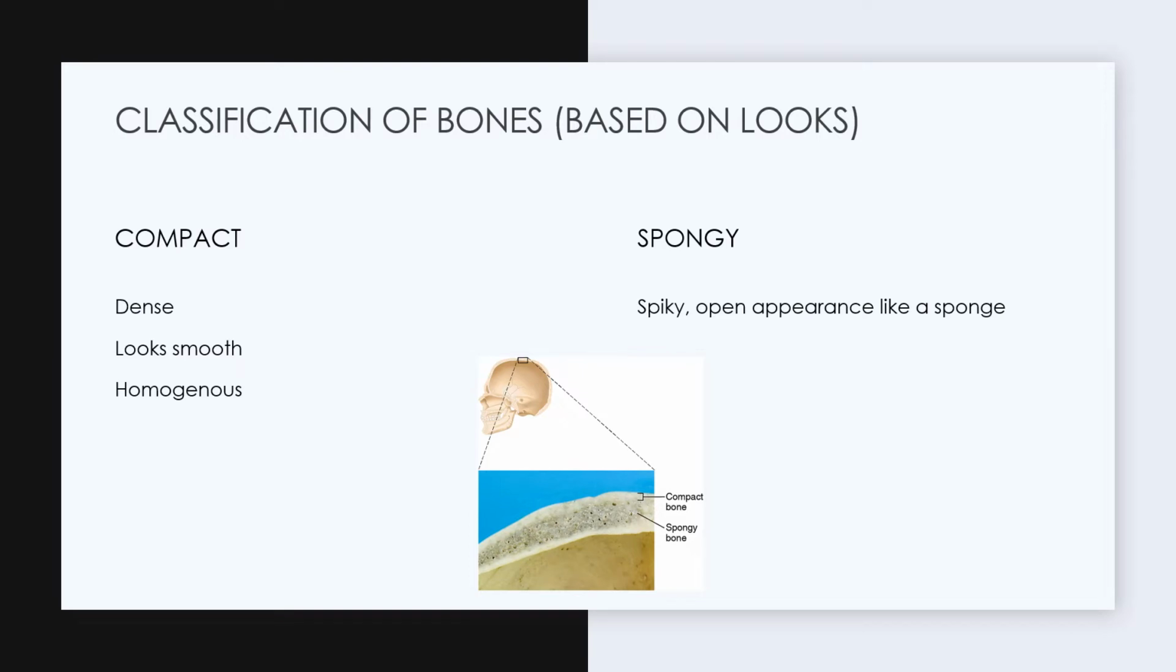Bones can be classified a few different ways, and one of the ways is based on how they look. So we have compact versus spongy. So compact bone, you can see in the image, is that outer white and just the inner white, that dense, smooth, homogeneous, meaning that it all looks the same. And then the spongy in the middle there, you can see it looks like a sponge. It's spiky, parts of it are open, it is not homogeneous, it doesn't all look the same, and it's spongy.